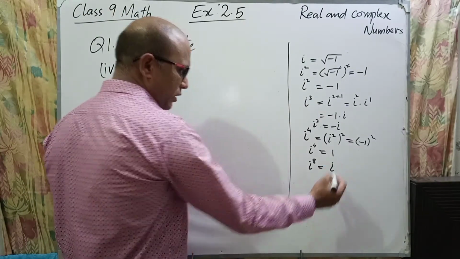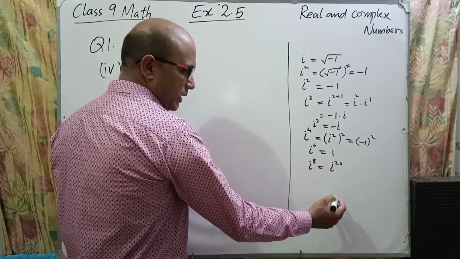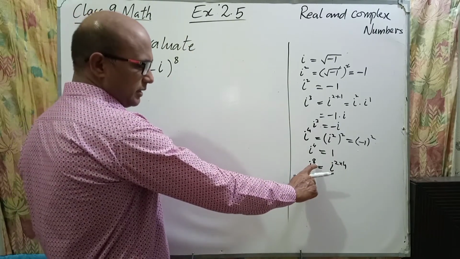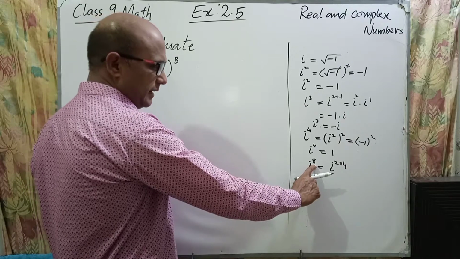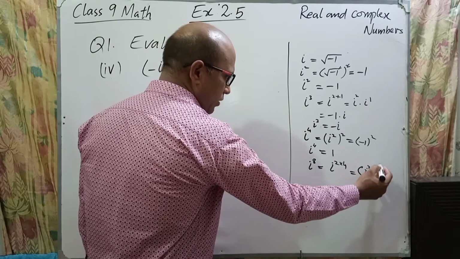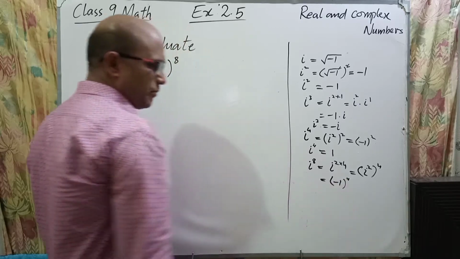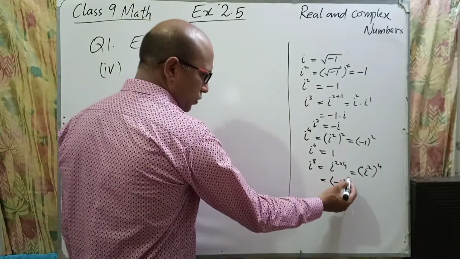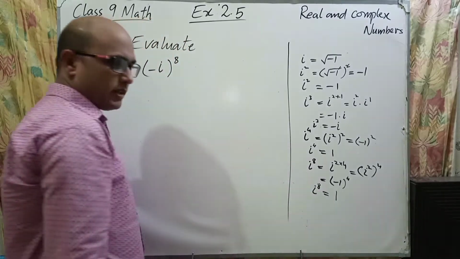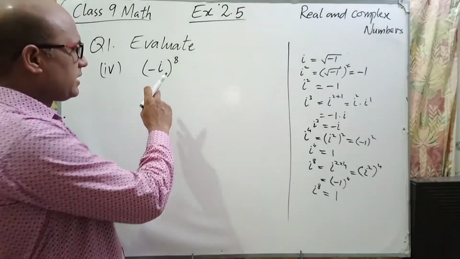As we have written power of iota 8, we can write it as iota's power 2 multiplied by 4, means we have written the factors of 8 here, and it will become in this way. We can write it iota square whole power 4, and iota square's value is minus 1, and minus 1's power 4 will be equal to plus 1. Iota 8's value is 1. Students, in this way we can find this question.